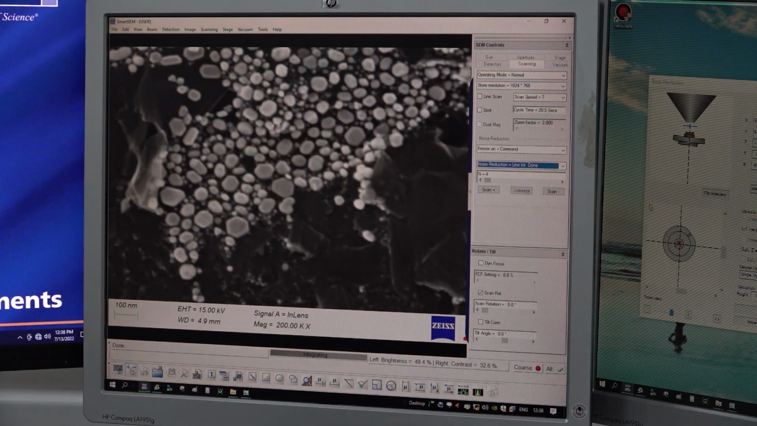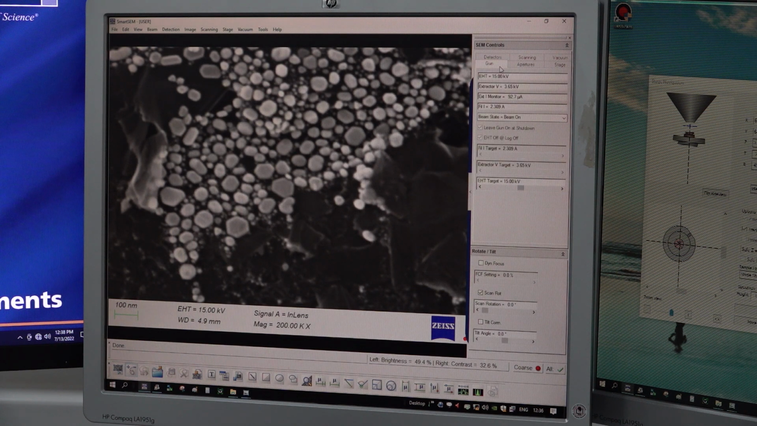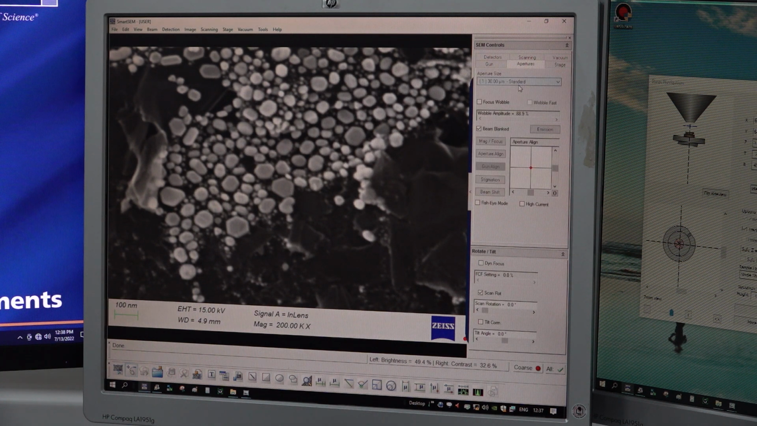Now viewers, I would like you to focus on the console. Here you can see that I have a gun. How much EHT have I provided? I have provided 15 kV. It has been written here as well. Then the beam is on. Finally, which aperture size am I using? I am using the 30 micron aperture. What all aperture sizes do we have? We have 30 micron, 7.5 micron, 10 micron, 20 micron, 60 and 120 micron apertures.